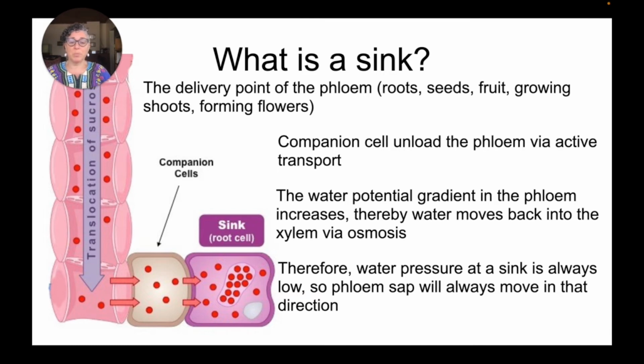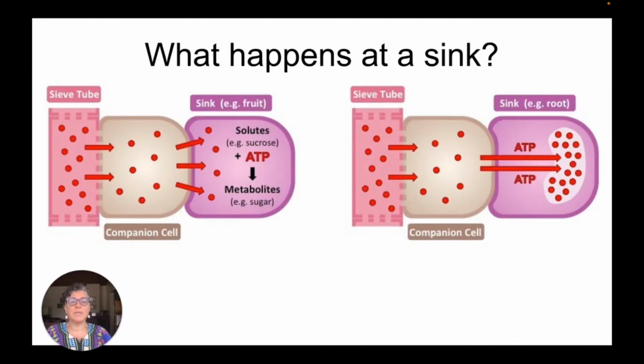Remember, the water pressure is due to the water moving in. So if water is moving out at a sink, then the water pressure is going to be low. So the phloem sap is always going to move towards the area of low pressure. That is the whole point of positive pressure, and that's why the movement of the phloem is due to positive pressure of water. So what is going to happen at a sink?